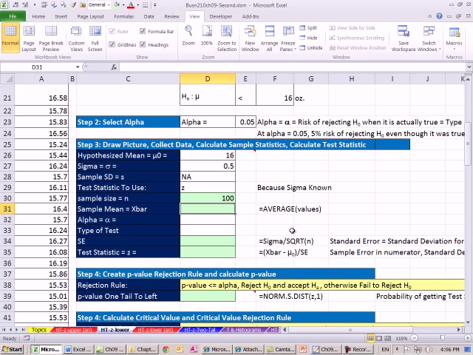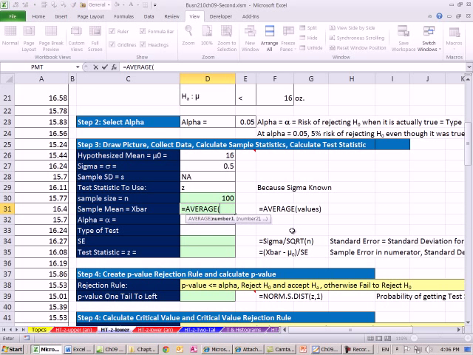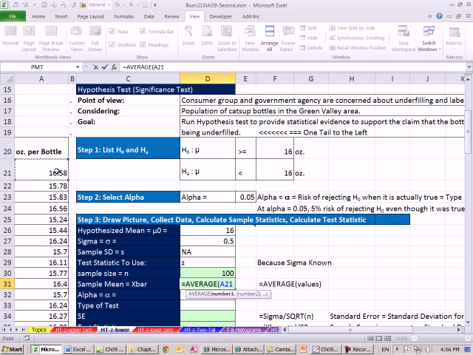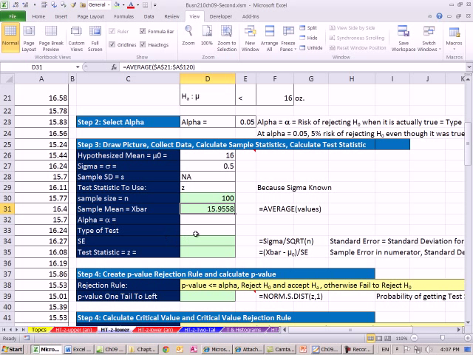All right, now I'm going to do X bar. That's average. We know it calculates the mean. Control-Shift-Down arrow, F4. All right, so we have 15.958. Now, just for kicks, sometimes it's easier to deal with a certain number of decimals. I'm going to round this, comma 2.